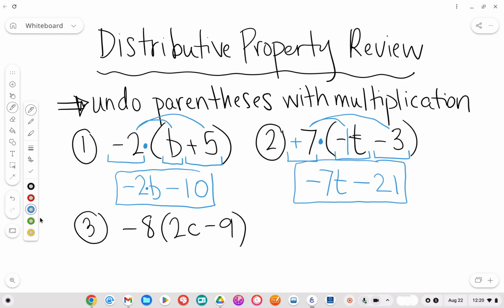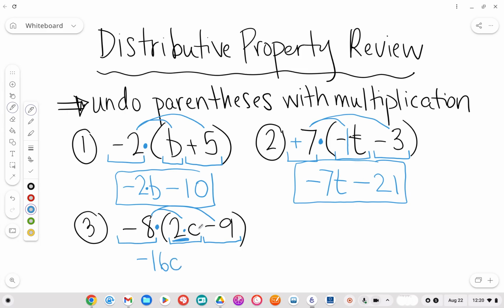So to work this problem, I'm going to put in all the invisible pieces. I'm going to put in the invisible multiply. I'm going to go ahead and identify the different pieces inside the parentheses and make sure I have the correct number with its sign of what needs to get multiplied by everybody. So I'm going to use this -8 and multiply it by this coefficient, which is the number in front of the variable. -8 times 2 gives me a -16 times c.